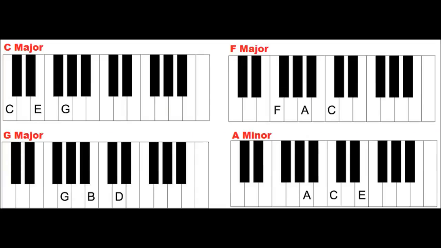The first key we shall look at is the key of C major. This is the first key I learned when I started playing, and is probably the first one you should learn as well, because it is the easiest and makes use of white keys only. Basic chords in the key of C are C, F, G, and A minor.